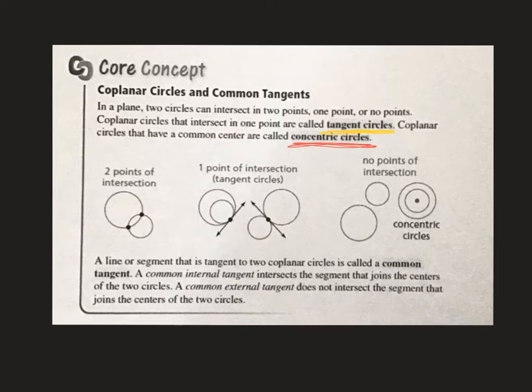So we've got 2 points of intersection, 1 point of intersection, which would be tangent circles, and no points of intersection. So that could be completely separate, like these two circles here, or that could be concentric circles, like these two circles here. A line or segment that is tangent to two coplanar circles is called a common tangent.